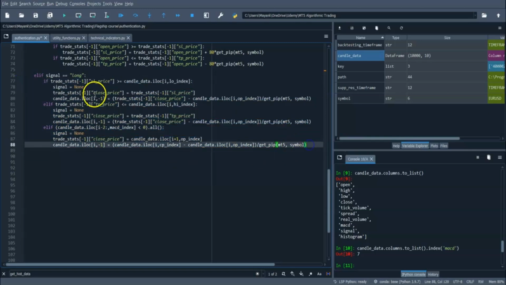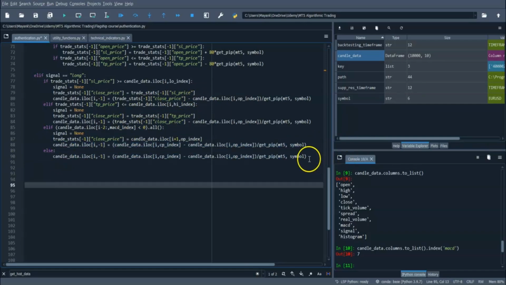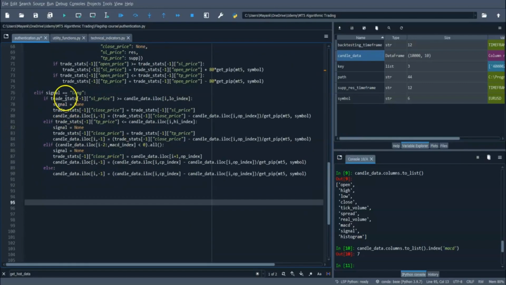Just one more thing. If the signal is long and none of these things happen, meaning that the trade doesn't have to be closed, then we simply calculate the return for that particular row, which would be the same thing as the previous code block. Alright, so that takes care of what happens when we have an existing long position.